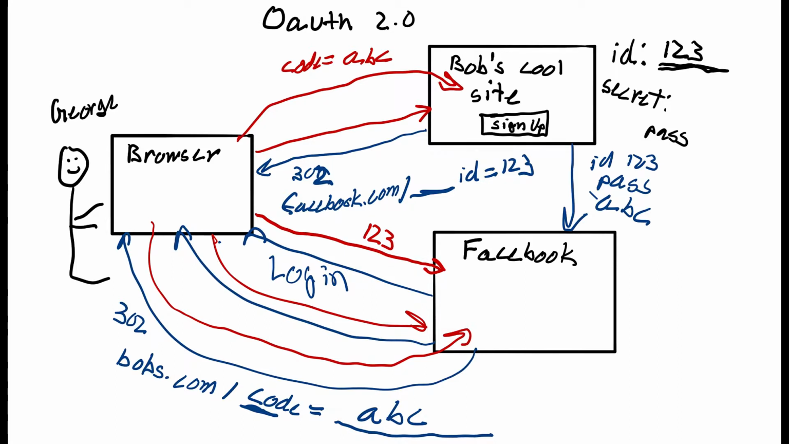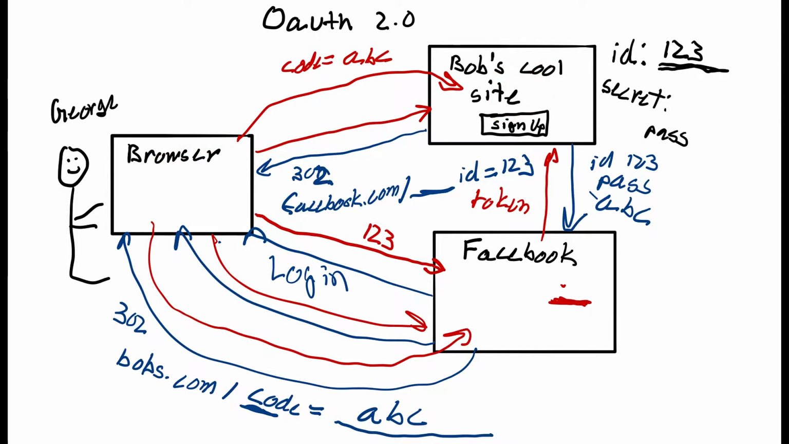So we make Bob make another request to Facebook, and notice this doesn't go to George, so no hacker can get it, but he makes a request to Facebook with his password, and this, of course, is an encrypted communication between Bob's cool site and Facebook, and then Facebook will give back to Bob what is called a token. And Facebook probably saves the token in its database, and the token uniquely identifies Bob's cool site and George, saying that George gave permission for Bob's cool site to act on his behalf.